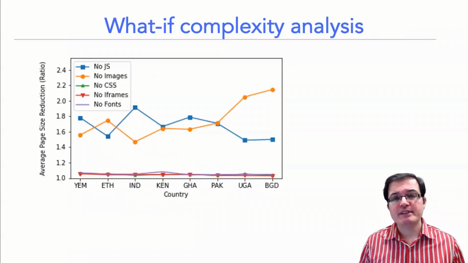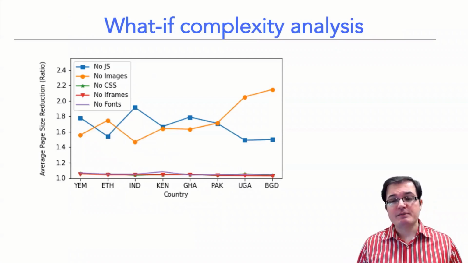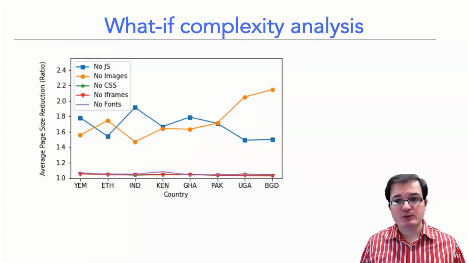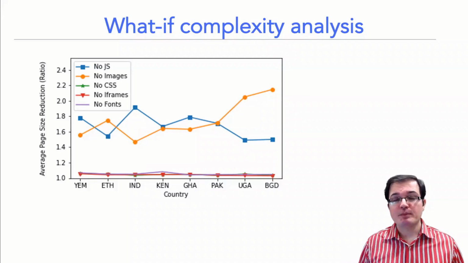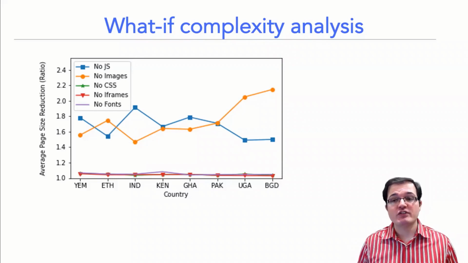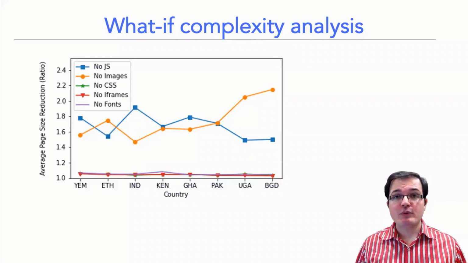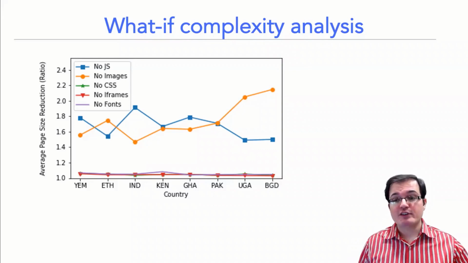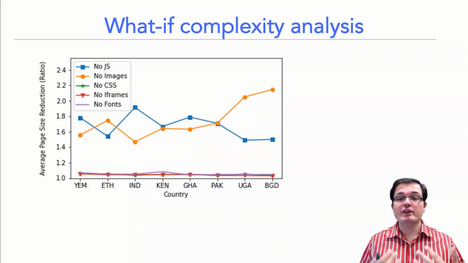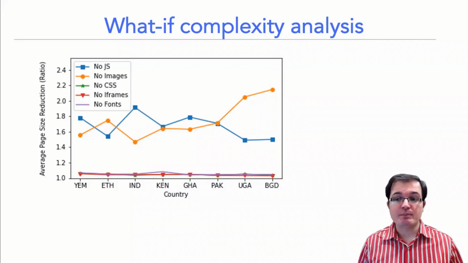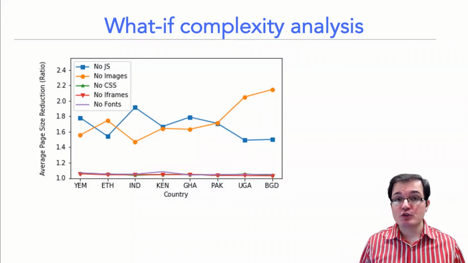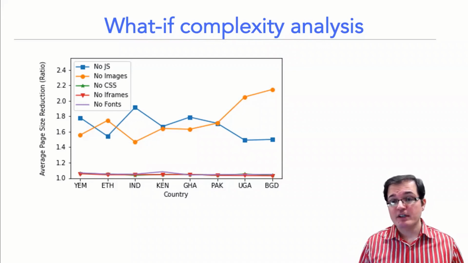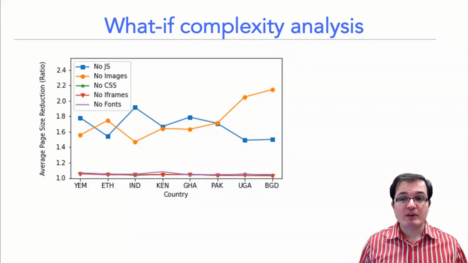To explore the possibilities of achieving the target website complexities based on the PAW index, we carried out a what-if analysis based on features of Alexa top 100 websites in each of the 8 developing countries. We find that since JavaScript and images contribute the most bytes to web pages across the 8 countries, removing them or lowering their quality can provide the greatest reductions in web page sizes that range from up to 1.9x with JavaScript to up to 2.1x with images.